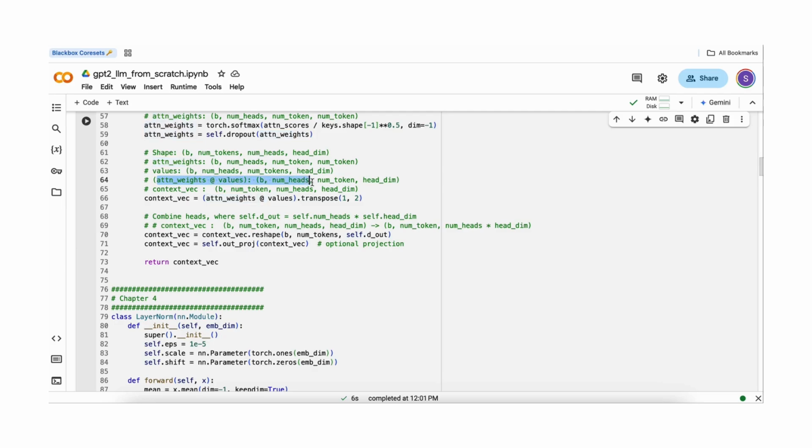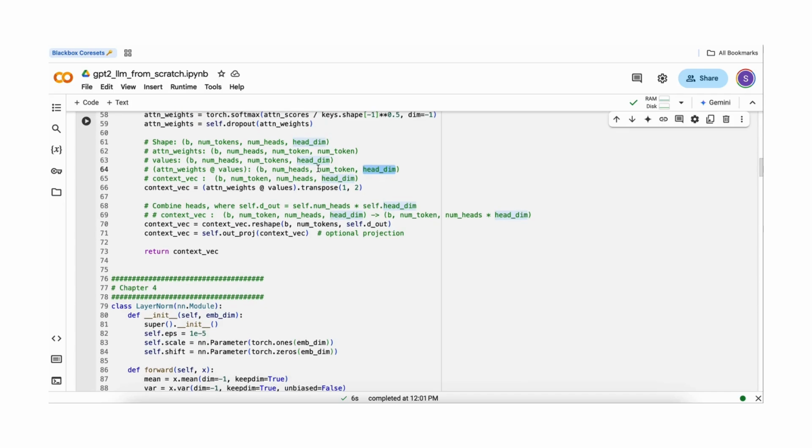So in the matrix multiplication, the first two dimensions just remain the same. So we get num tokens by head dim. What that means is that for each head, we get a num tokens size output. And then we transpose index 1 and 2. So we get num token, num heads, head dim. We transpose indices 1 and 2, num heads and num token. Okay, so that's where we are.